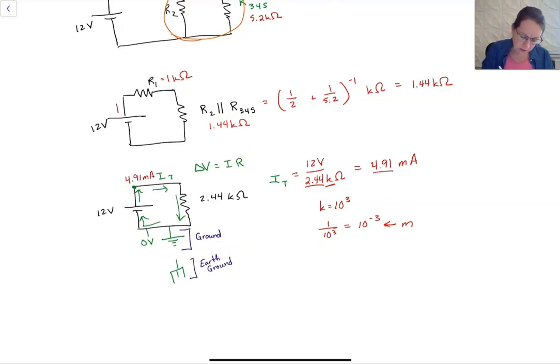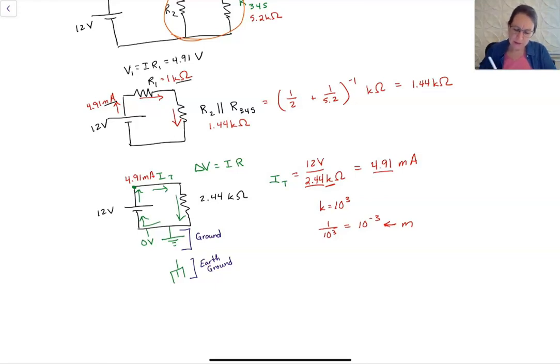So that is the current coming out of here, 4.91 milliamps. That's the current going through this resistor and through this resistor. So now we can find the voltage across each of those. V1 is just going to be I times R1, which is easy. So that's 4.91 volts, because I've got milliamps times kiloohms, which gives me volts. So that's the voltage for 1.